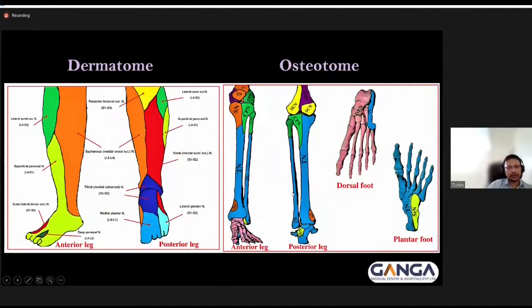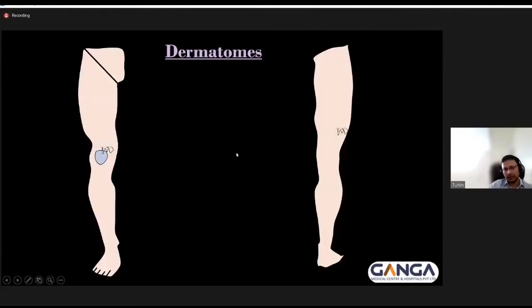Before going into the different block techniques, it is very important to know the dermatome, osteotome, and myotome of the surgical area to provide incision-congruent regional anesthesia, specific for the procedure. The leg below the knee is mostly supplied by the sciatic nerve except on the medial side, and this is the dermatome, and on the right side the osteotome, which is mostly by the sciatic nerve below the knee joint.